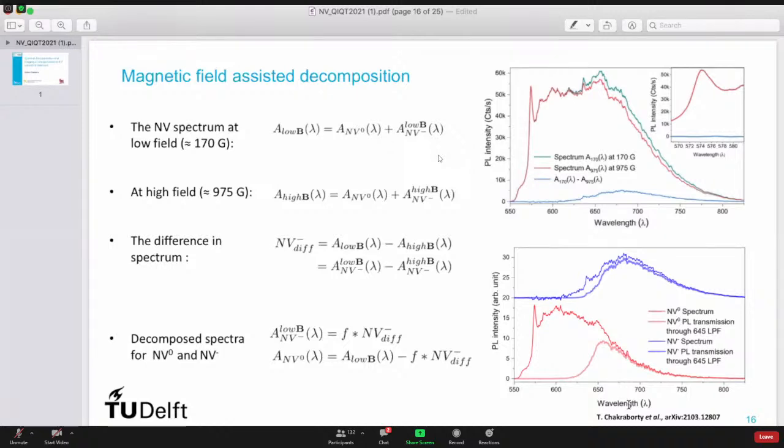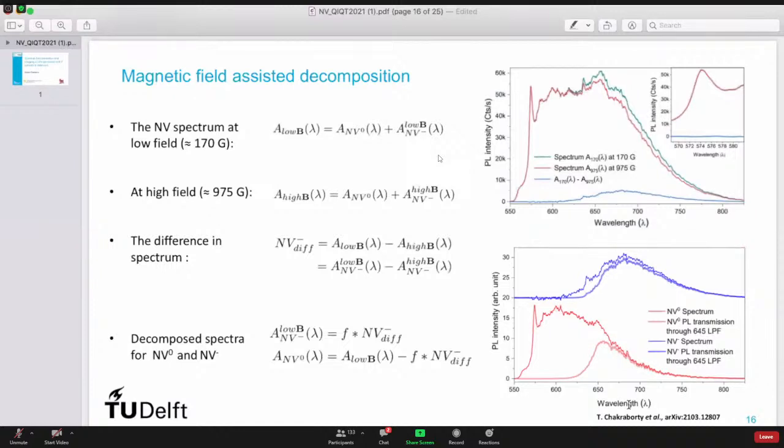So here you can see the red curve. The green curve is the spectrum at low magnetic field. Then the red curve is the spectrum which was captured at high magnetic field, which was around 975 Gauss, and the low was around 170 Gauss. Now we write the spectrum which was captured at low field as an addition of the PL components from the NV0 and NV minus. So we have A low B as A NV0 and A NV minus. So our aim is to decompose this spectrum into A NV0 and A NV minus.